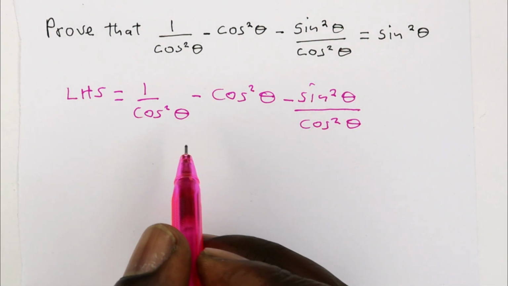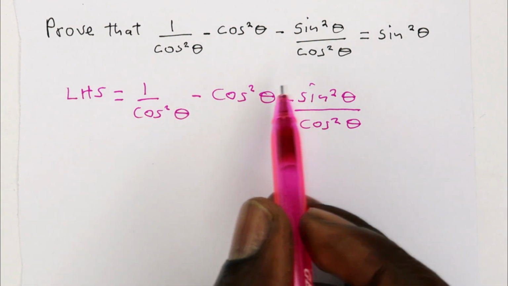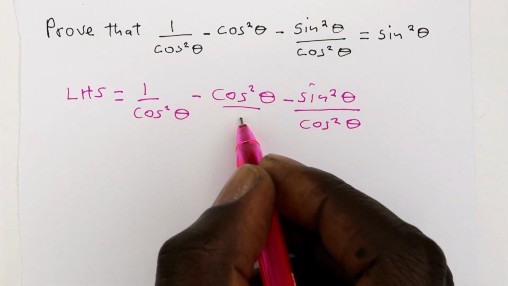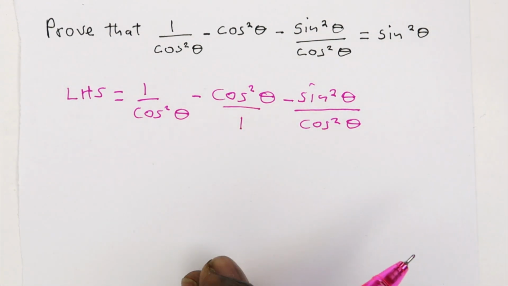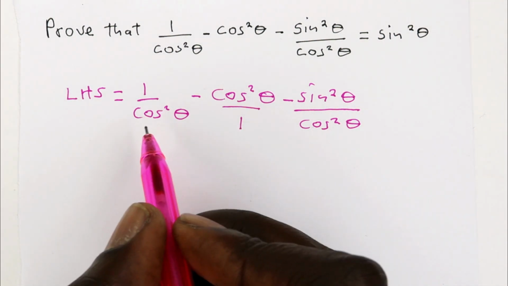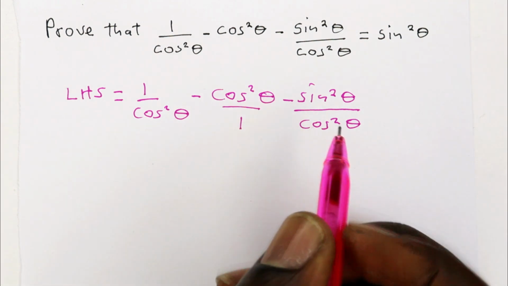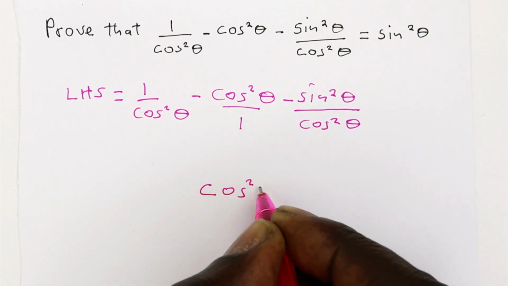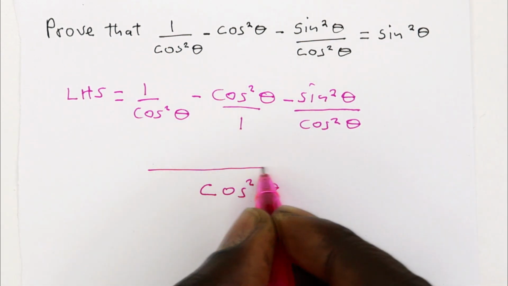So first of all, we're just going to combine these three terms. For us to do that, we're going to take all of the three to be fractions, and combine them. The first thing you're going to look at is the LCM. You're going to look for the LCM for the first one, the second one, and the third one. In this case, the LCM is just cos squared theta.